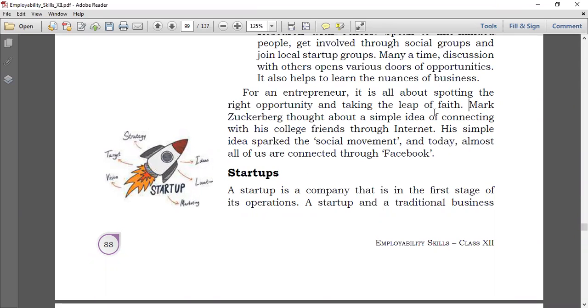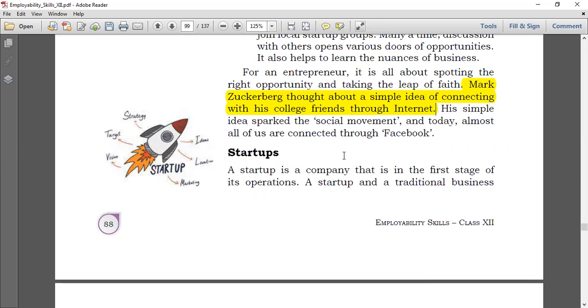See, Mark Zuckerberg thought about a simple idea of connecting with his college friends through the internet. So he developed Facebook, right? So he had a simple idea that he wanted to connect all his friends through the internet, and that's how he created Facebook. And you know where Facebook is right now.